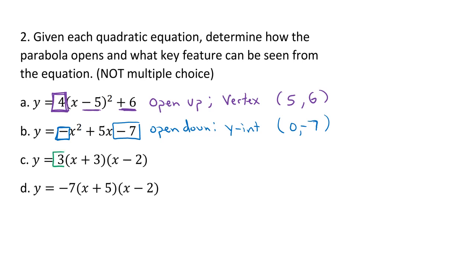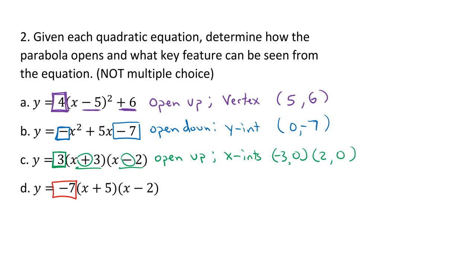Part C, the number right here is a 3. That's positive. The graph is going to open up. Now we are in factored form, which means the things we see are x-intercepts. And the two x-intercepts we have are -3, 0 and +2, 0. Remember, the sign is going to switch when we write the x-intercepts.